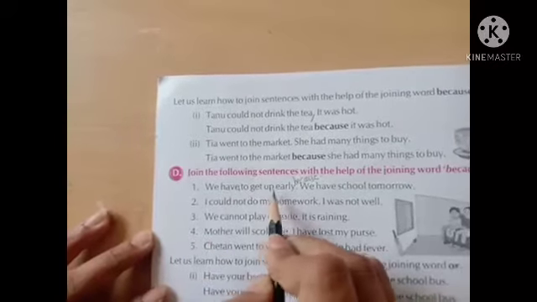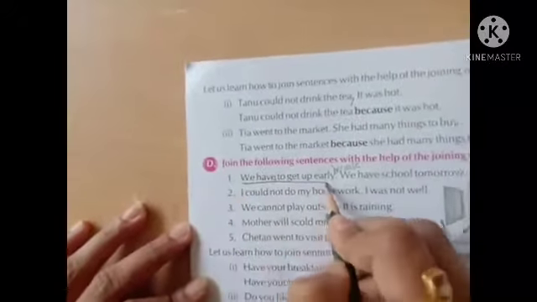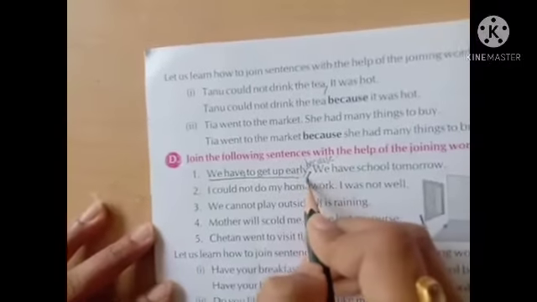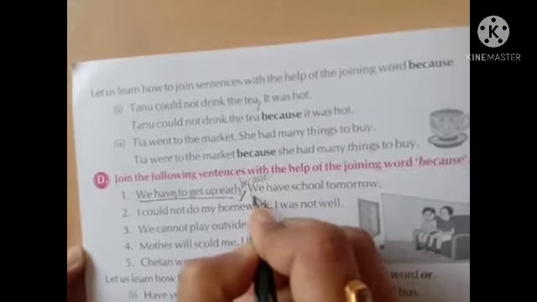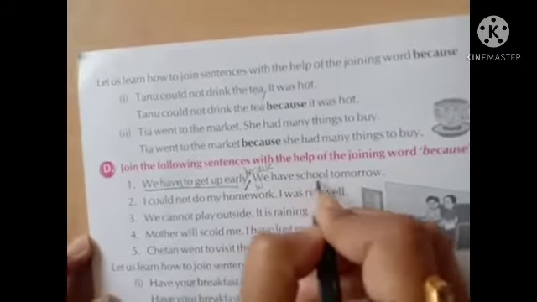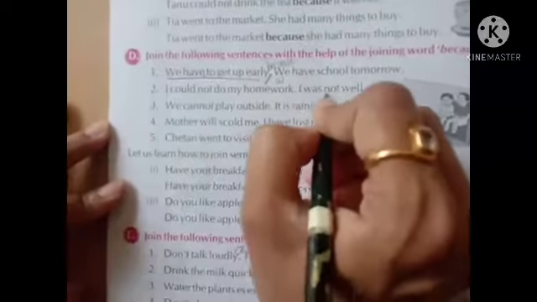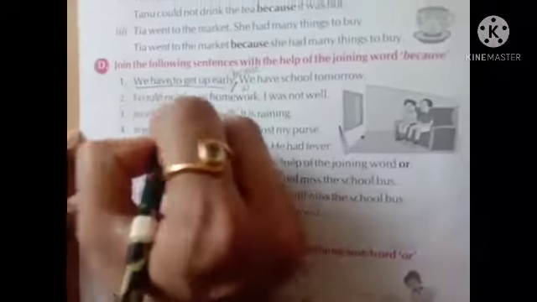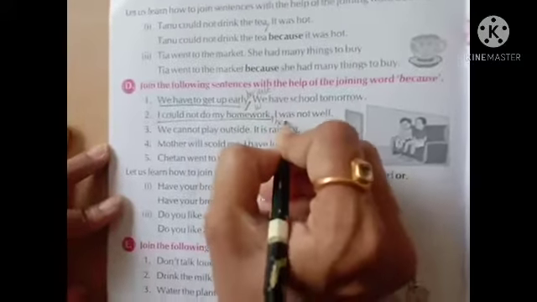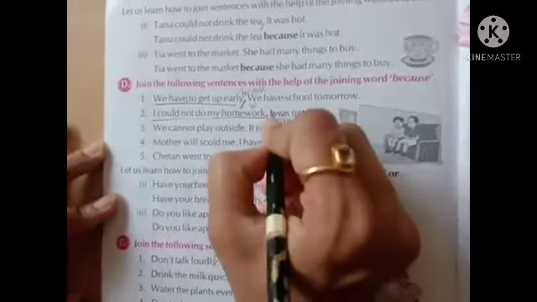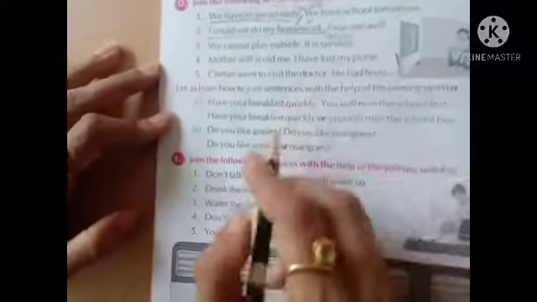We have to get up early. We have school tomorrow. Write this sentence as it is. We have to get up early. Remove the full stop. Write here because and write W in small form. We have school tomorrow. Okay. Now, I could not do my homework. I was not well. I could not do my homework. Write as it is. Remove the full stop. Write here because. Okay. And write I was not well. Okay. And remaining you have to solve.